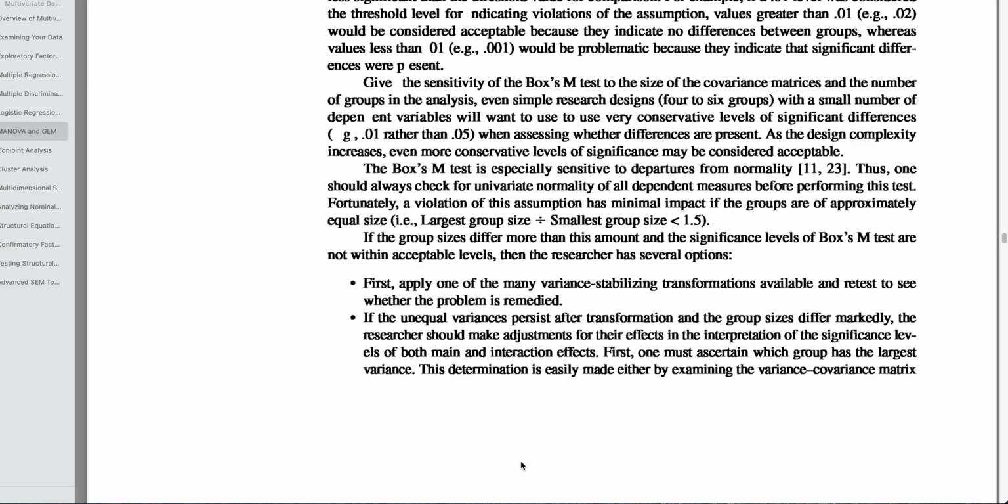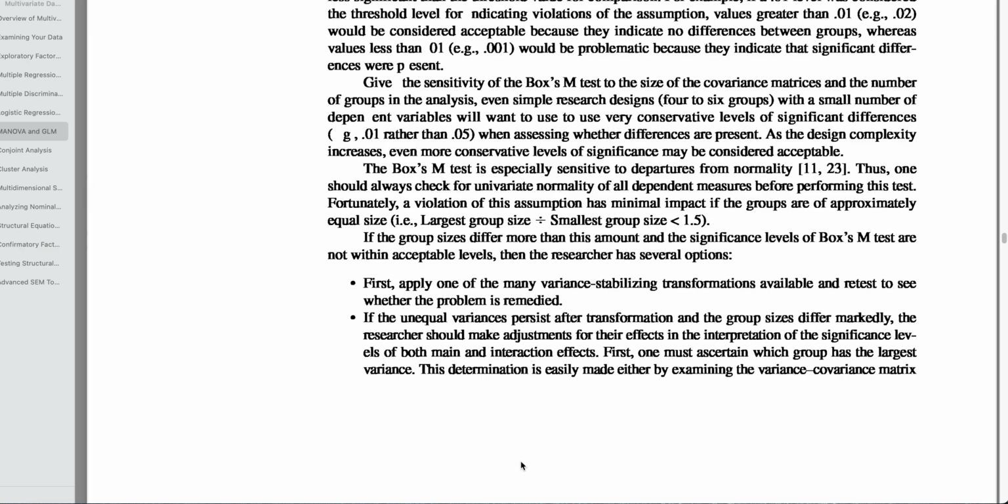The Box's M test is especially sensitive to departures from normality. Thus one should always check the univariate normality of all dependent measurements before performing this test. Fortunately, a violation of this assumption has minimal impact in groups of approximately equal size, that is, the ratio of the largest group size to the smallest group size is less than 1.5.